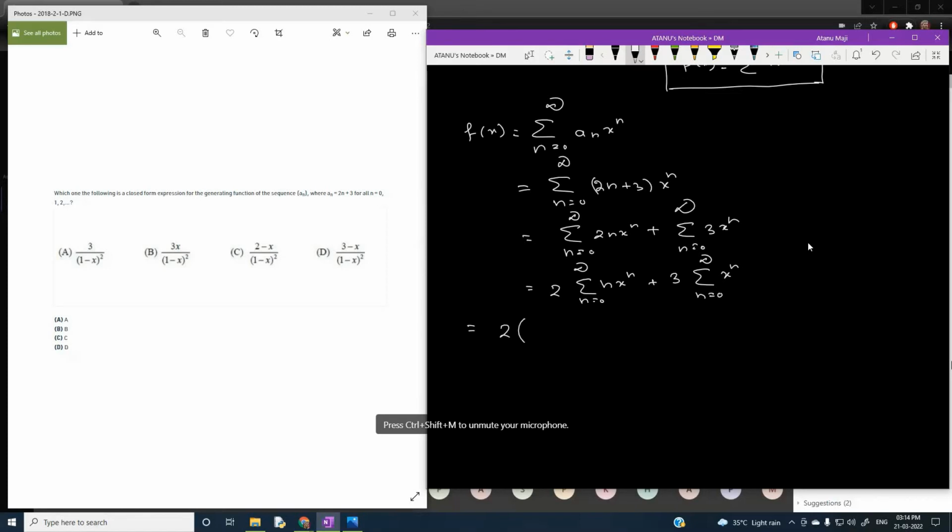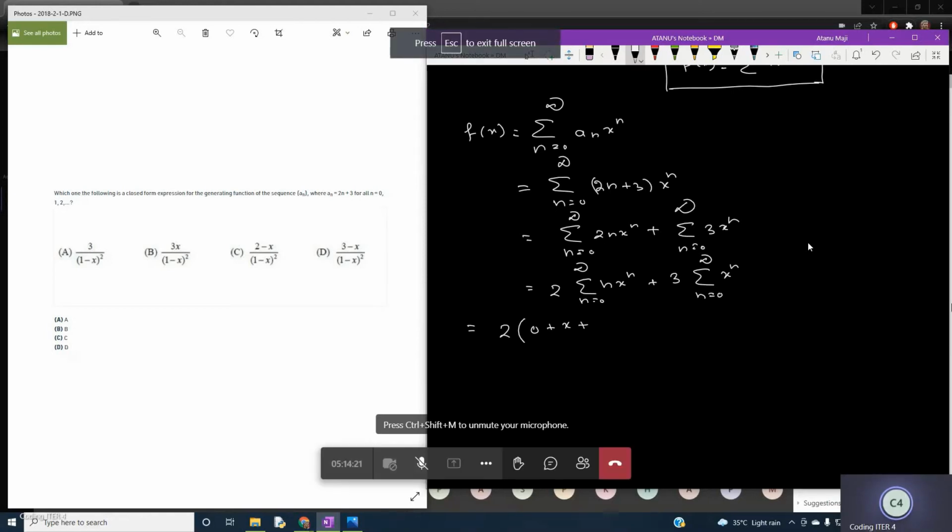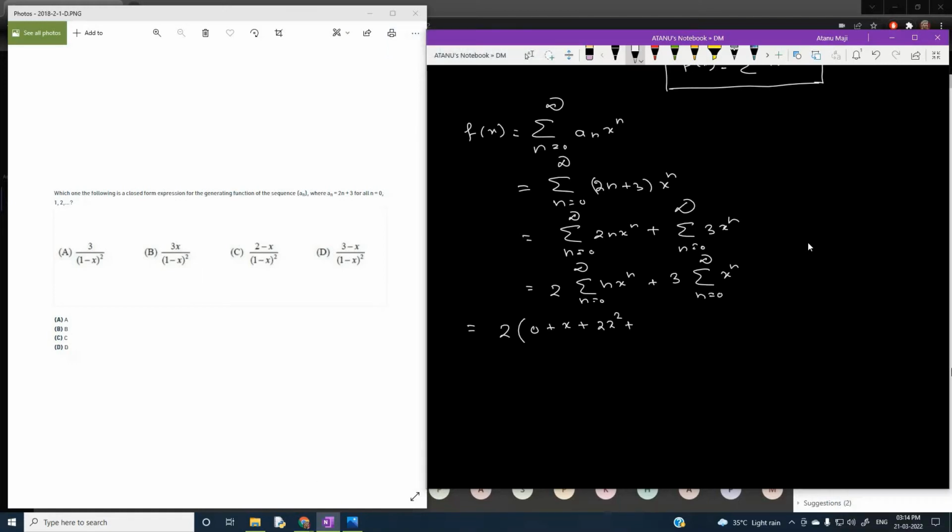So I can write it this way: 2 into, when n equal to 0, that will be 0 into x to the power 0, that is 0. Then for n equal to 1, 1 into x to the power 1, so basically we are getting x. For n equal to 2, 2 into x square, so 2x square. After that, when n is 3, we get 3x cube, plus 4x to the power 4, like this.